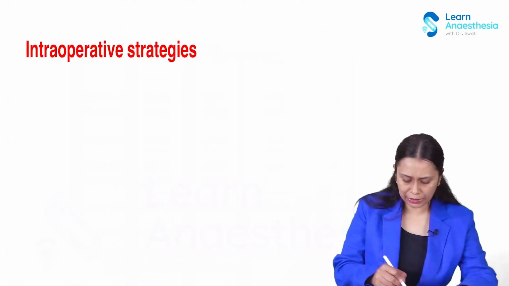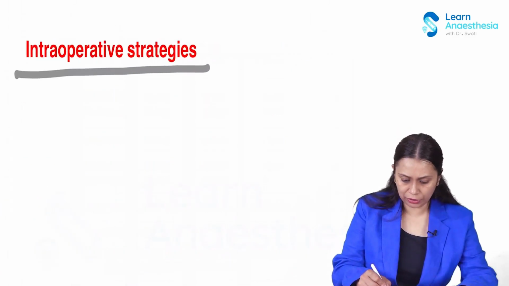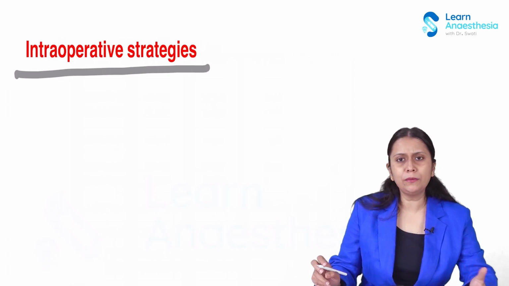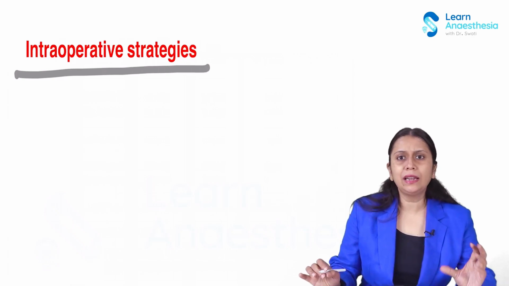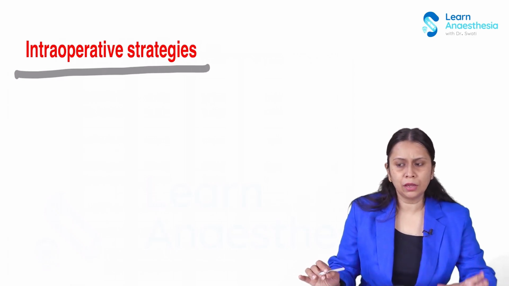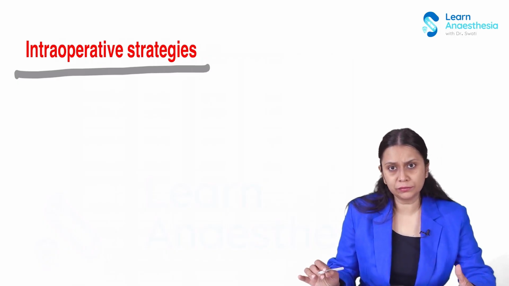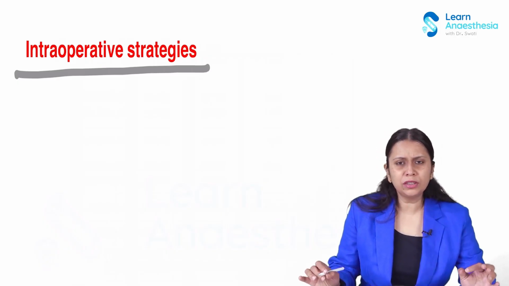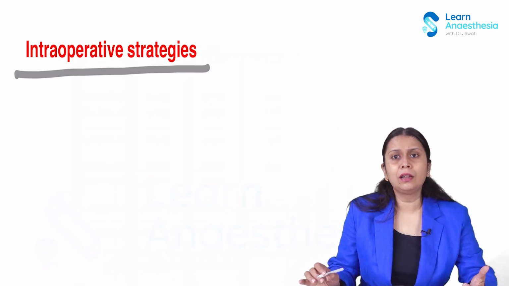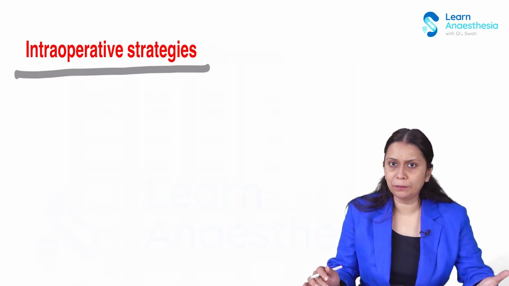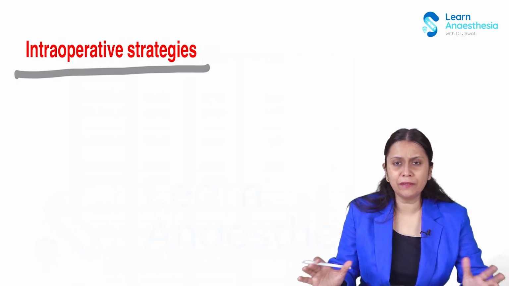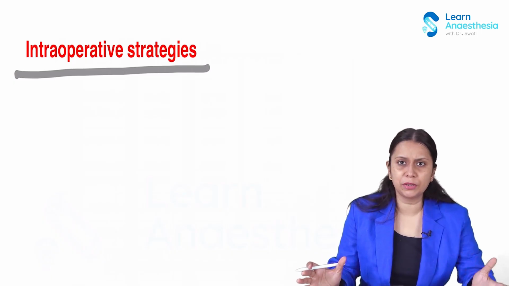Now, what about the intra-op strategies? Intra-op strategies: the first would be selecting the type of anesthesia and the type of surgery in high-risk patients, and then obviously the lung ventilation which we are doing for the patient in the intra-op period. Everything should be properly planned in a high-risk patient.